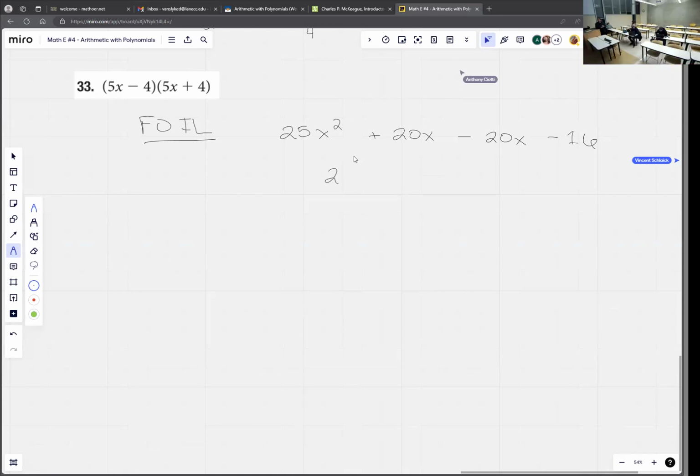So we'll get 25x squared, the plus 20x minus 20x will go away, and we are left with minus 16.